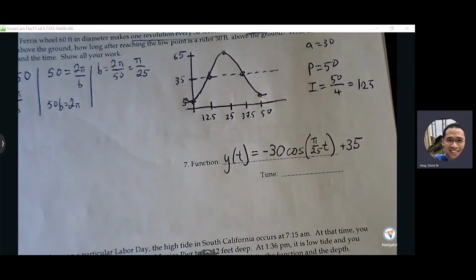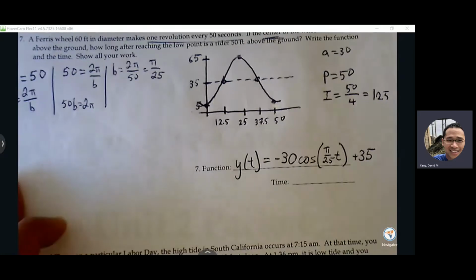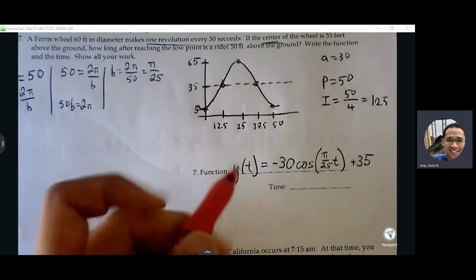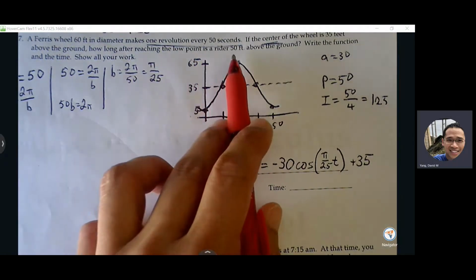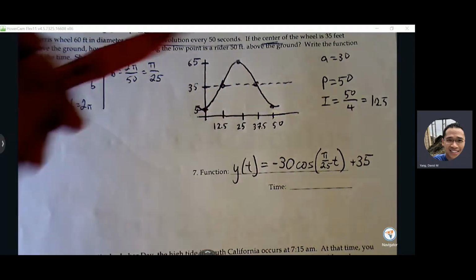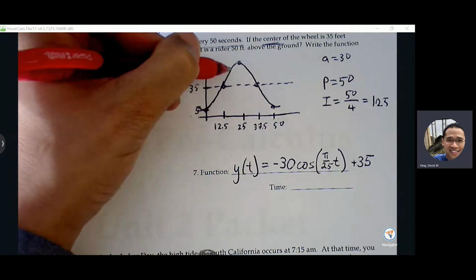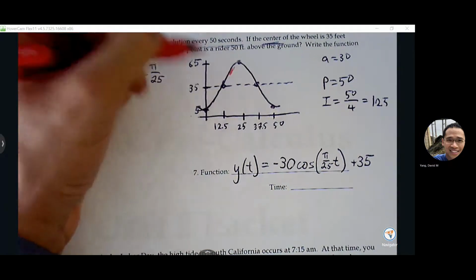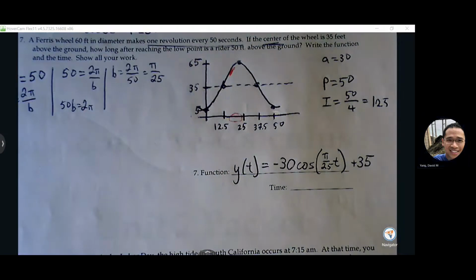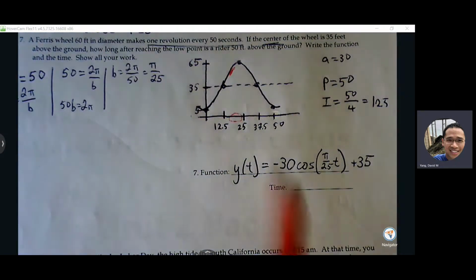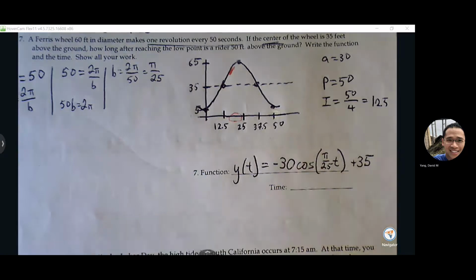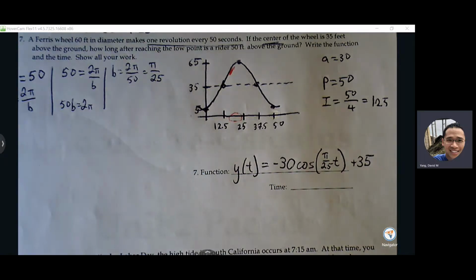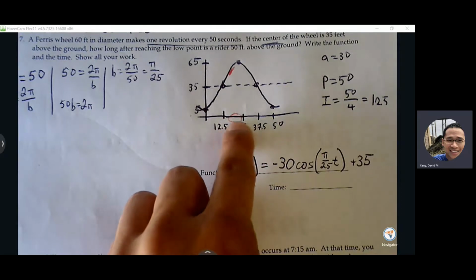So the next part is asking, and we're just going to do an estimation and make the calculator do the work for us. At what time is the rider going to be 50 feet above ground? So 50 looks like it's somewhere in this range, right? So we're somewhere between 12.5 and 25. We can just test some numbers and try to get as close to 50 feet as possible. But you know it's going to be somewhere in that 15 to 20 range.